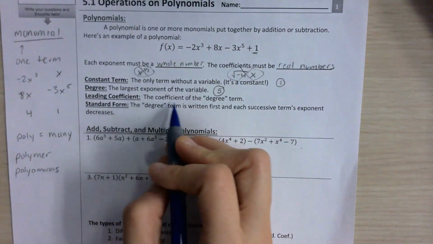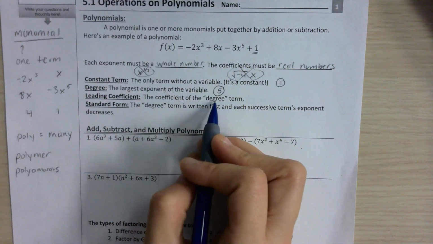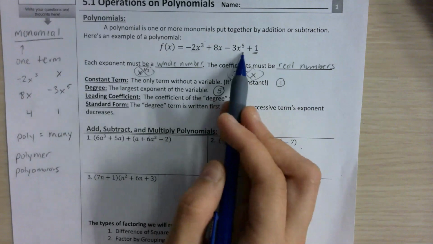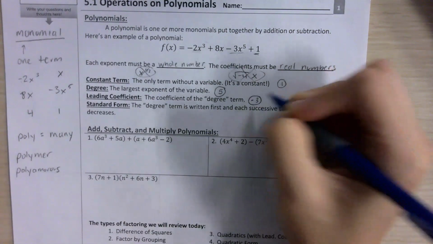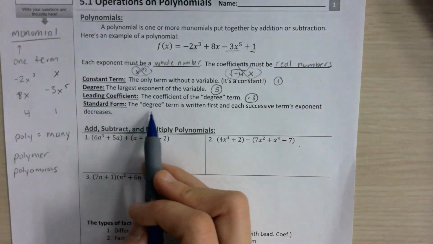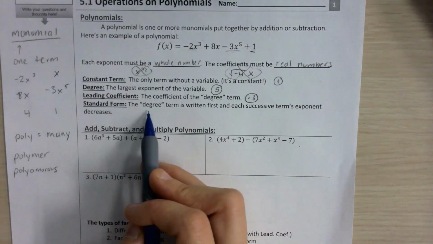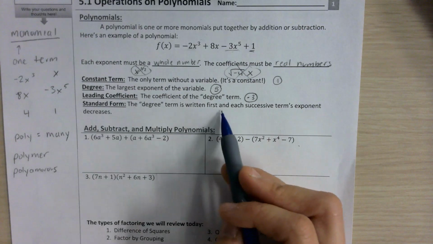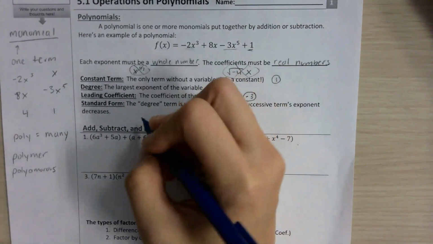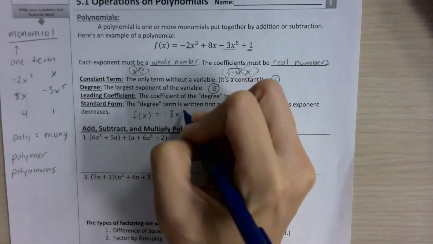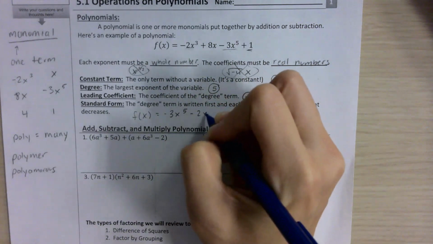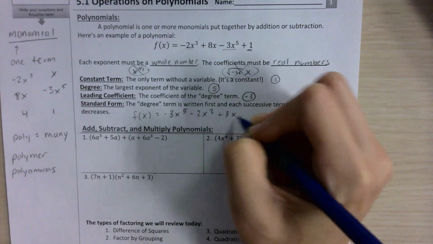Leading coefficient: the coefficient of the degree term. So even though this guy's in the front, this is our degree term. So our leading coefficient is going to be negative 3. And then in standard form, we write the degree term first, with decreasing exponents. So if we were to write this in standard form, we have f of x equals negative 3x to the fifth minus 2x cubed plus 8x plus 1.